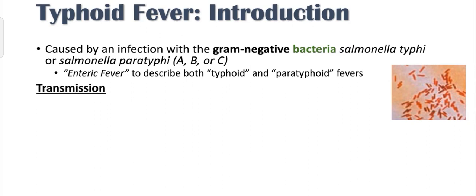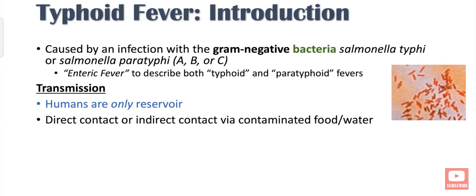How is typhoid fever transmitted? Well, humans are actually the only reservoir for this type of bacteria, so it has to come from a human to another human. So either this can be through direct contact or indirect contact via contaminated food or water.